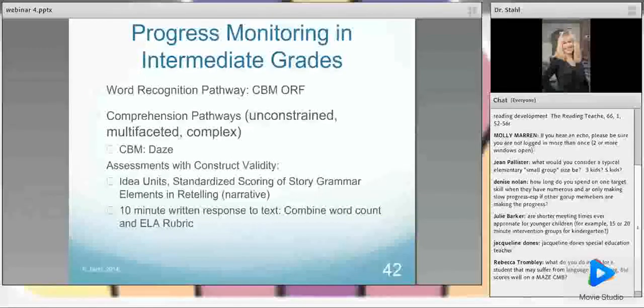I do believe in a standardized scoring of story grammar elements in a retelling, and also writing in response to text. And when kids are in 3rd, 4th, and 5th grade, I think their writing in response to text is an important measure of comprehension, and that's a way that you can measure both number of words and the increase in the number of words and their increase in quality using the New York State ELA rubric that they will be judged on during the test in April.